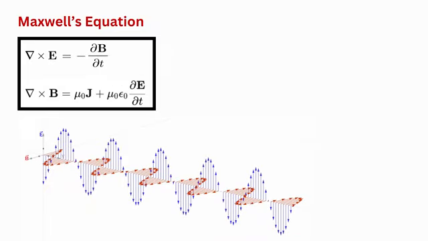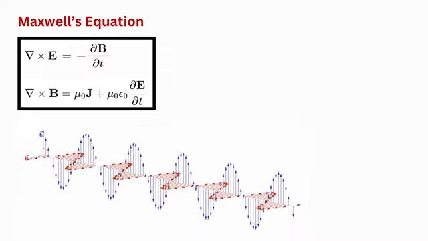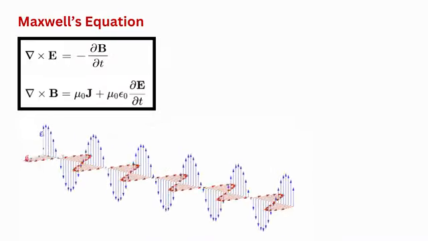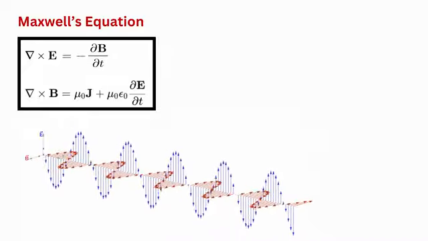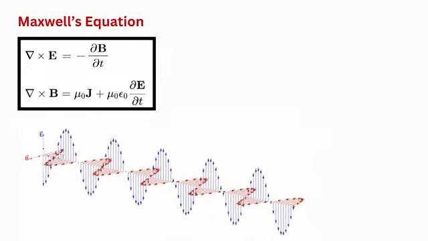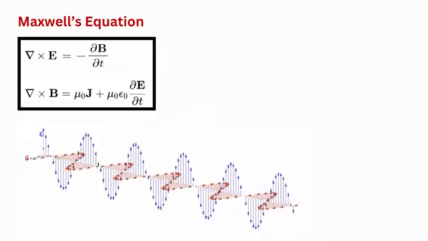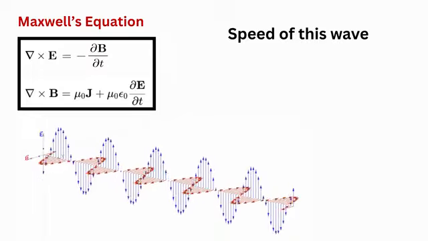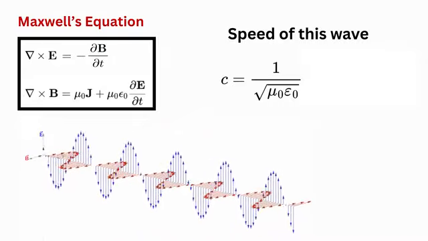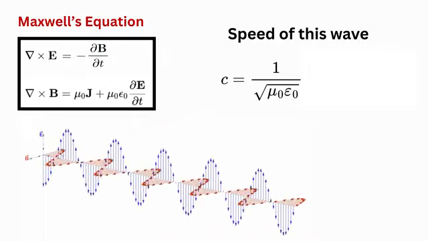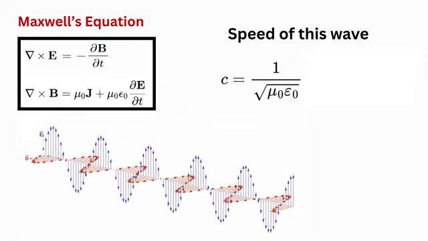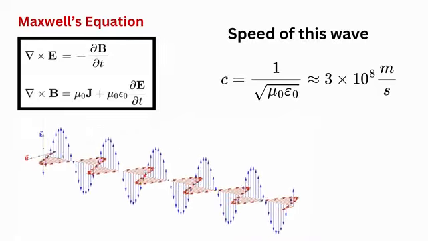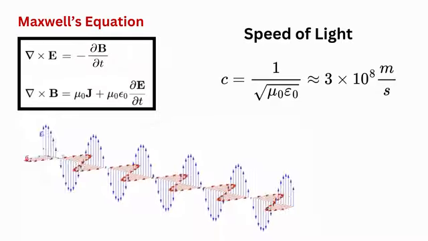Instead of staying at one place, this wave or the disturbance of electric and magnetic fields starts moving forward through space. The electric field oscillates up and down, while the magnetic field oscillates sideways, both perpendicular to each other and to the direction of motion. Maxwell calculated the speed of this traveling wave using his equations, and found that the speed of this wave equals 1 divided by the square root of μ0 times epsilon 0. When he substituted the known values of these constants, the speed came out to be a constant of about 3 times 10 to the power 8 meters per second, the measured speed of light.